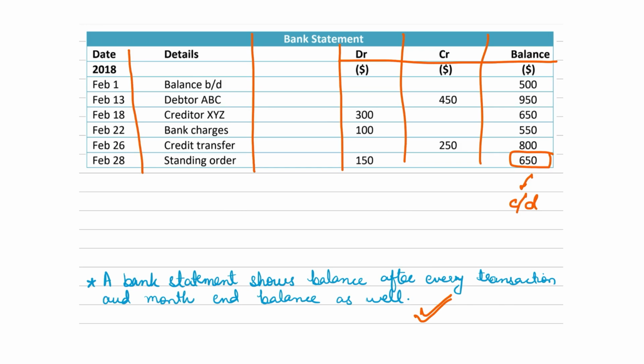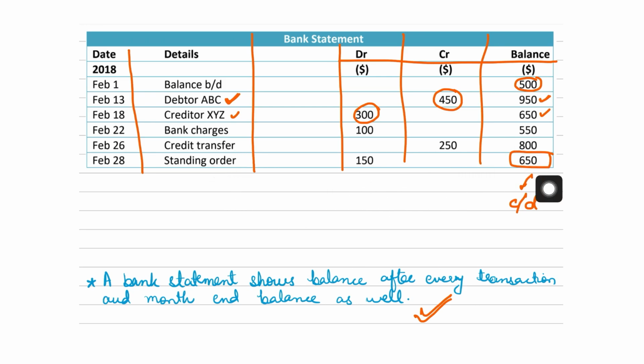So if you just see that there's a balance brought down, that is given in the balance column. Then there is a payment from a debtor ABC, which is increasing the balance. It was 500, but it is increasing the balance by 450, so now it is 950. Then there were some payments to the creditors, so that must have decreased the balance by how much? By 300. So 950 less 300, it is now 650. And then so on and so forth. Bank charges, which are deducted by the bank, 100, that is also decreasing the balance. Credit transfer, you learn about that. Standing order, you learn about that as well.